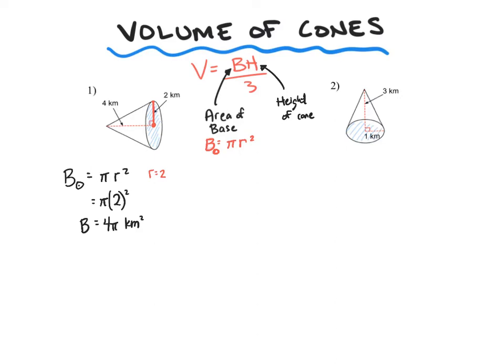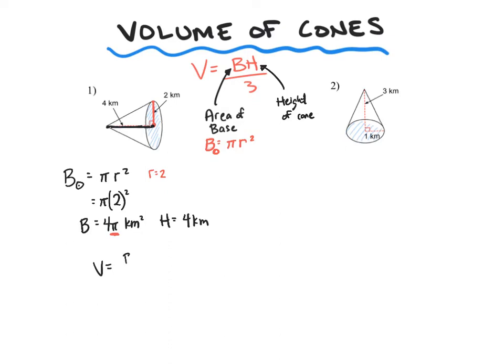I'm going to leave my pi because I don't like messing with pi's until the very end. So pi is going to hang out in my answer until the very end. And the height of the cone goes from the base to the point over here. So the height of my cone is 4 kilometers. Alrighty guys, so we have our big B, we have our big H. So now I can find the volume.